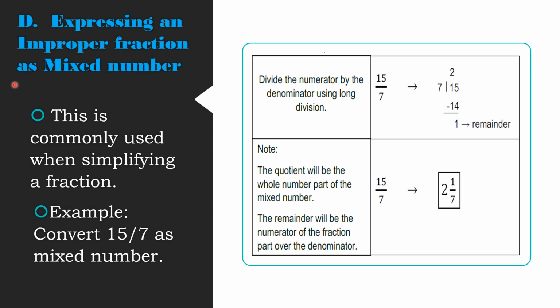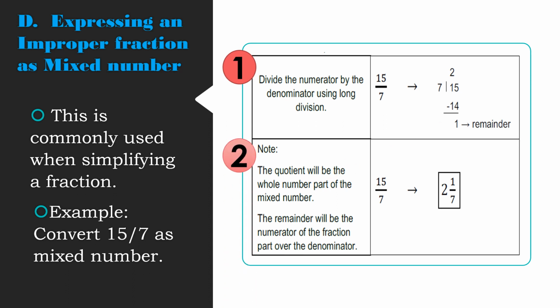Fourth, you need to know how to express an improper fraction as mixed number. This is commonly used when simplifying a fraction. Example, convert 15 over 7 as mixed number. First, you need to divide the numerator by the denominator using long division. 15 divided by 7 is equal to 2. 2 times 7 is equal to 14. 15 minus 14 is equal to 1. 1 is the remainder.